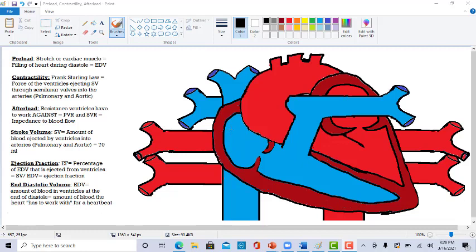So here you have your right atrium. If you don't know your circulation yet, really get on memorizing that. So this is your right atrium. This is your right ventricle. This is your left atrium here. And this is your left ventricle.